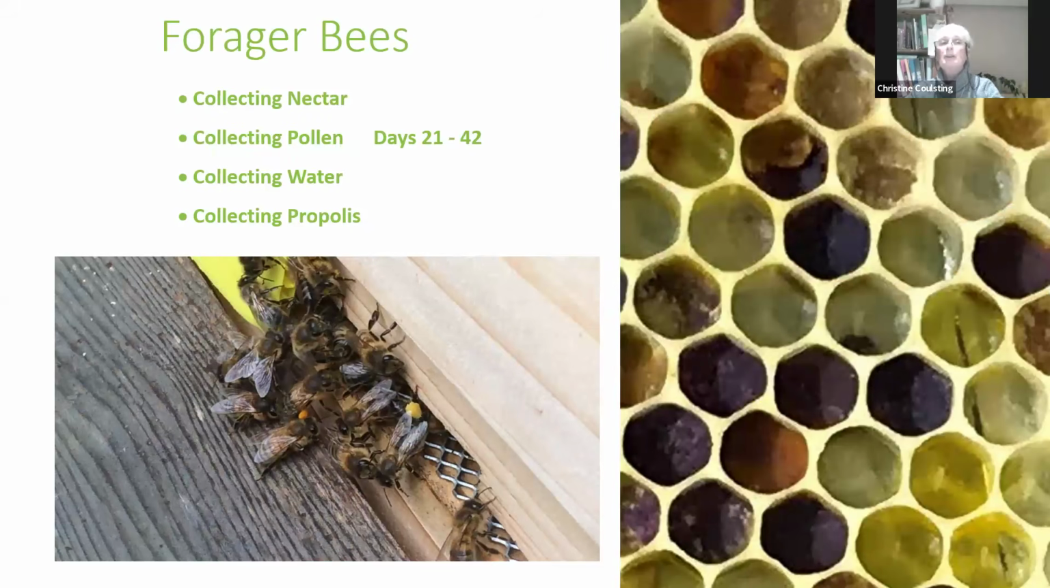So as forager bees, once they get to about day 21, they go out, they'll collect nectar or pollen or water or propolis. Some bees will collect nectar and pollen, but they tend to stick mostly to one thing.